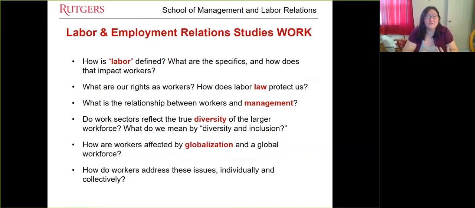The other thing we examine is how our work sectors reflect the true diversity of not only our workforce within New Jersey or at the company where you work, but on a larger scale. And what do we mean exactly when we say diversity and inclusion? A lot of the times we hear of it spoken as being about race or gender, but it's much broader than that. And so it's important to recognize just how we approach diversity and what it means to really be a true, diverse, equitable, inclusive work environment. And another thing that we examine is how globalization is affecting the labor force and the workforce today. And to wrap that up, and not necessarily in a culminating way, we also look at how workers are addressing these issues, whether they're doing that individually or collectively.